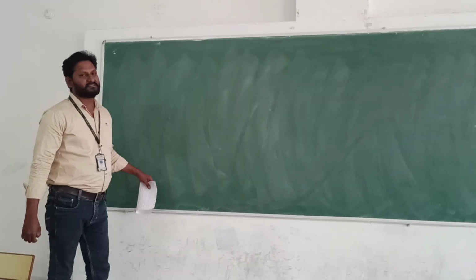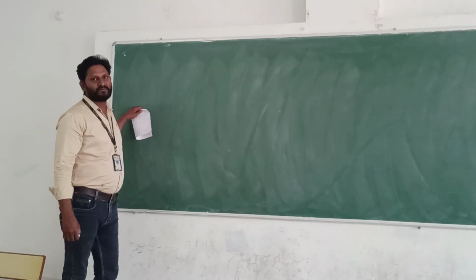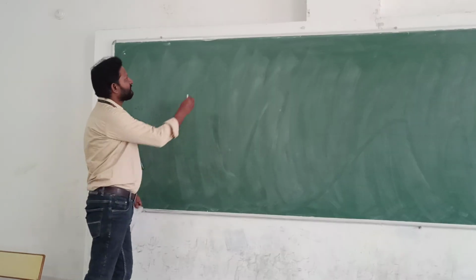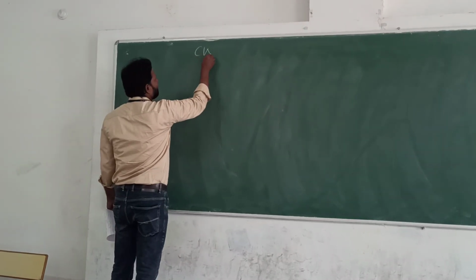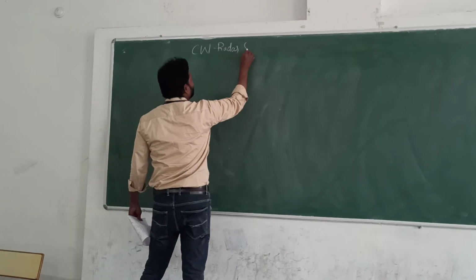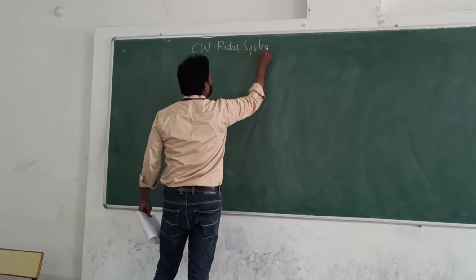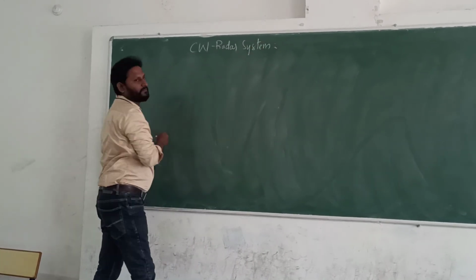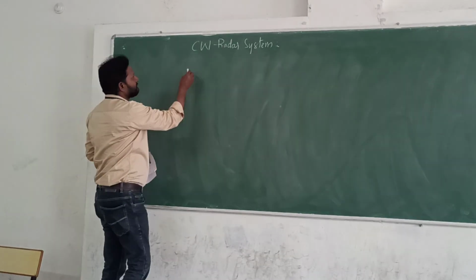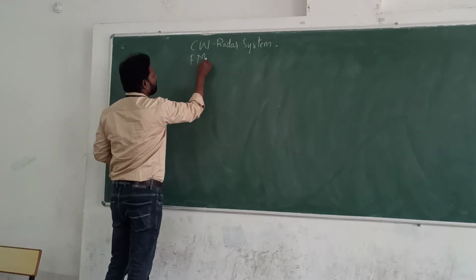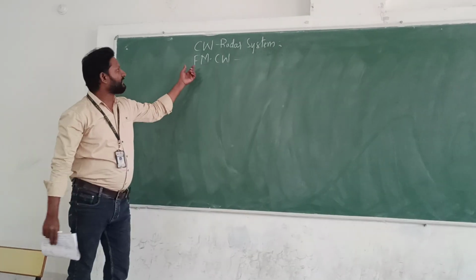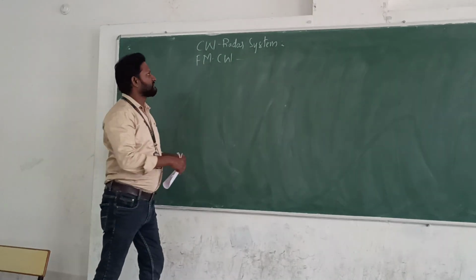So, in these radar systems, we are going to discuss the FMCW and CW radar systems. We will see what is a CW radar system. CW stands for continuous wave radar system, whereas FMCW stands for frequency modulated continuous wave radar system.